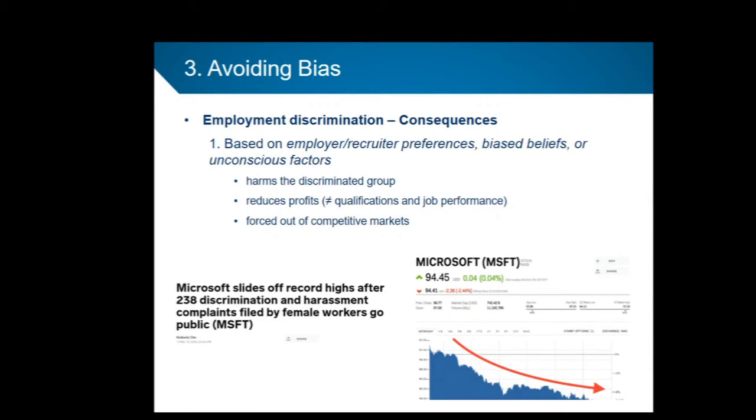But now, of course, with social media and so on, this effect can also be direct. And this is something we see in the example of Microsoft here on the slide. The title there states, Microsoft slides off record high after discrimination and harassment complaints filed by female workers. We saw this directly had an effect on the stock market, on the Microsoft stock. So the message that an organization engages in discriminatory practice today can also, through social media, immediately lead to a drop on the stock market. Therefore, it's also important for organizations to avoid discrimination for economic reasons.